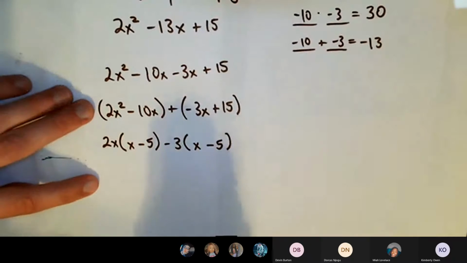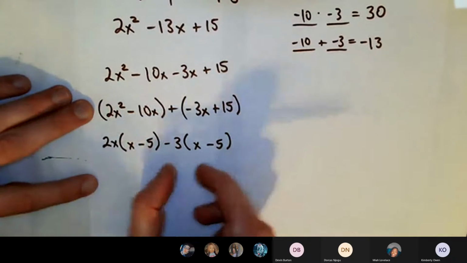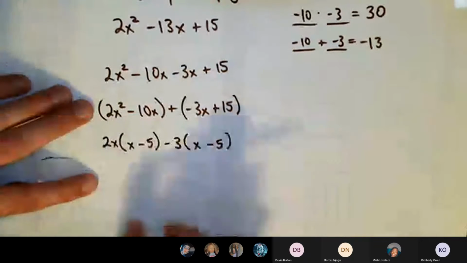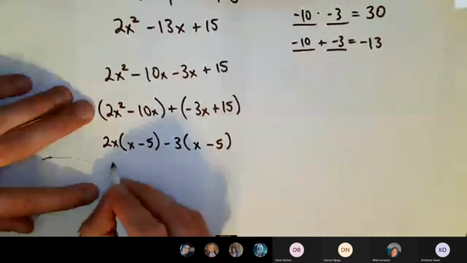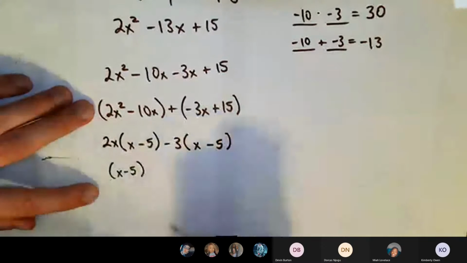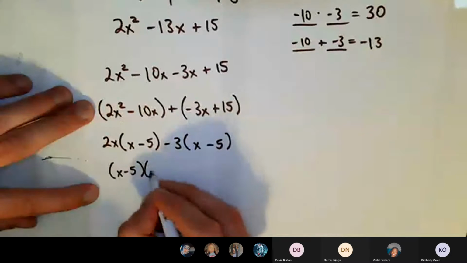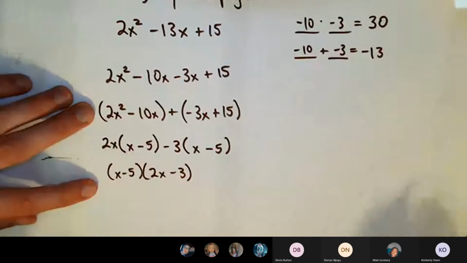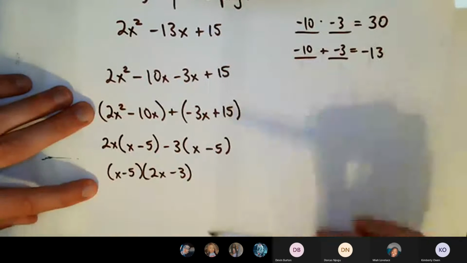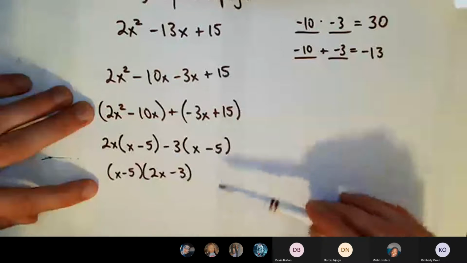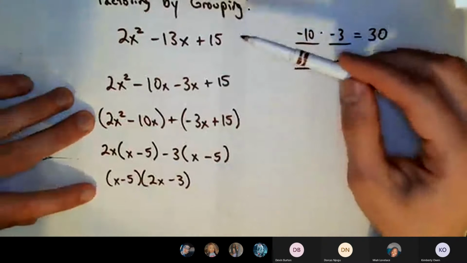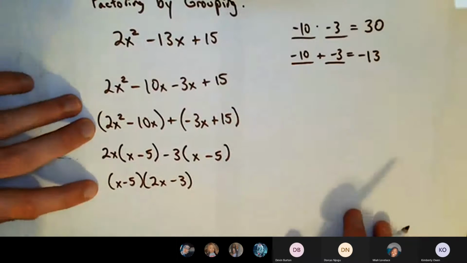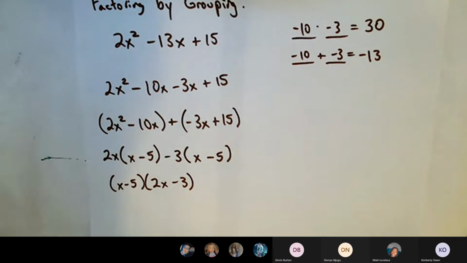All right. Now I'm going to factor this whole term, x minus 5, out of this expression here. So I'm going to pull x minus 5 out. And that's going to leave me with the little remaining pieces, 2x minus 3. That's it. That's how we factor by grouping. And if you wanted to check, you can take this, multiply it out, and confirm that you'll get back here, which you will, because we factored it right. Okay, so that's factoring by grouping.